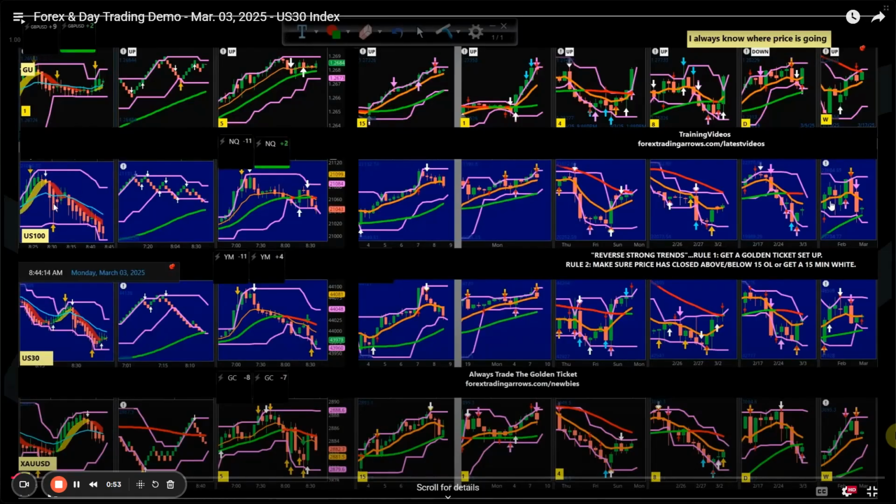The next pair is the US100, which is the NASDAQ. Each one of these candles is worth 10 pips. And then again with the US30, which is the Dow Jones, each one is also worth 10 pips. As you can see, that was quite a move, a 120 pip move.